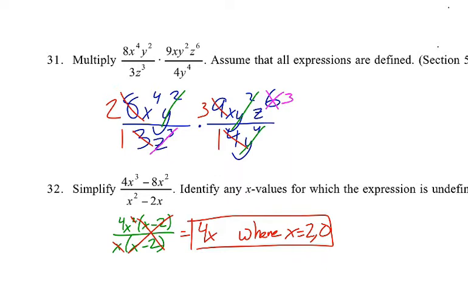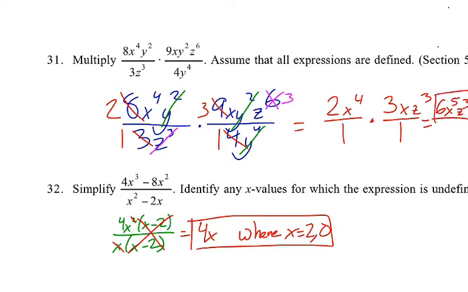Cleaning this all up, on top we're left with 2x to the fourth over 1 on that one, and the other one we're left with 3x z to the third, and in our denominator we're just left with 1. So our denominator is all canceled out. Cleaning that up a little bit more, 2 times 3 is 6, x to the fourth times x is x to the fifth, and z to the third just goes along for the ride.